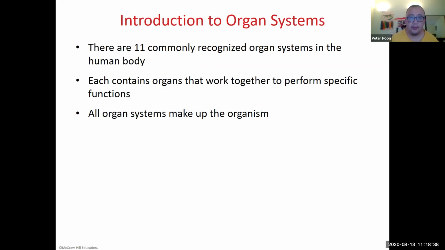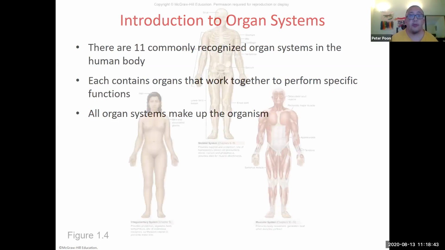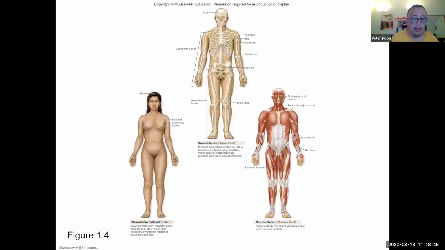Okay, introduction to organ systems. This is how your chapters will work. Chapter 5 will deal with the integument. Chapters 6 through 9 will deal with the skeletal system. The integument is the system that protects you and interacts with the outside world. It includes the skin and associated structures.